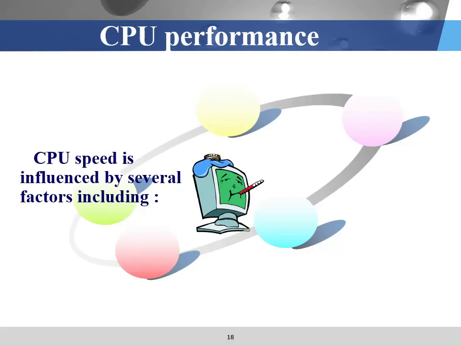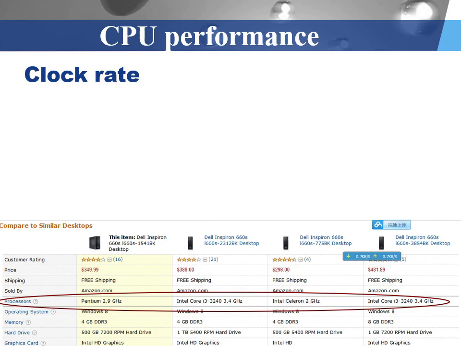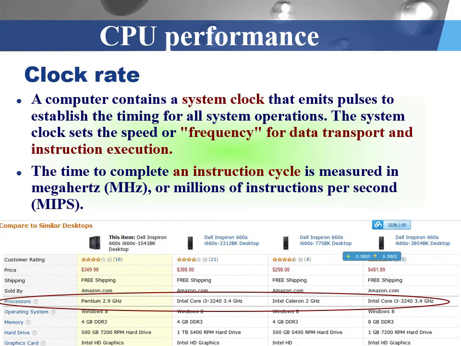So what are the factors that will affect the performance of the CPU? It's basically including 4 factors: the clock rate, the word size, the cache, and the instruction set size. So the clock rate, you can also call it frequency. It measures the speed of the CPU for data transport and the instruction execution. As you can see from the bottom image, the frequency of the processor changed from 2.9 GHz to 3.4 GHz.